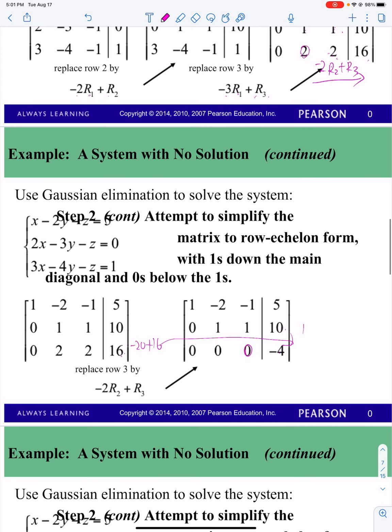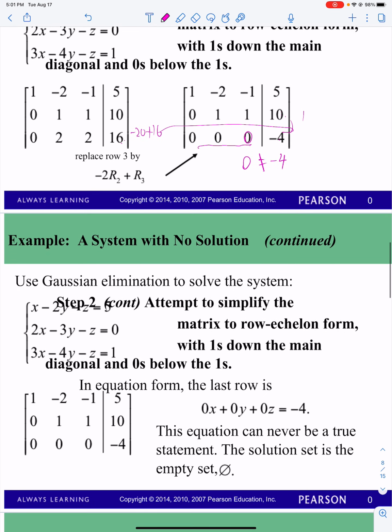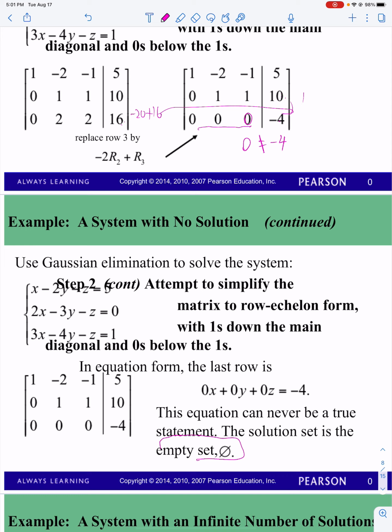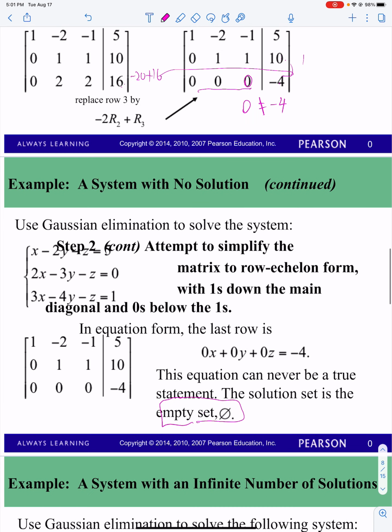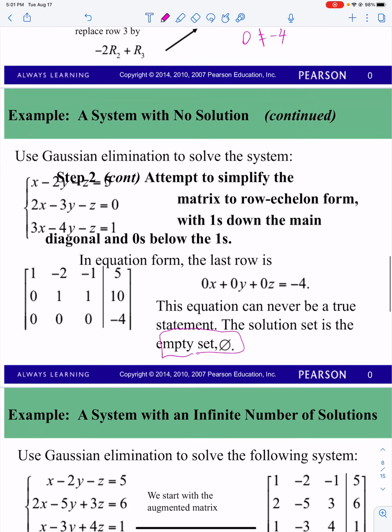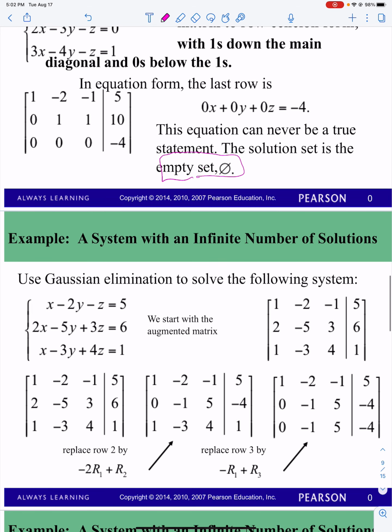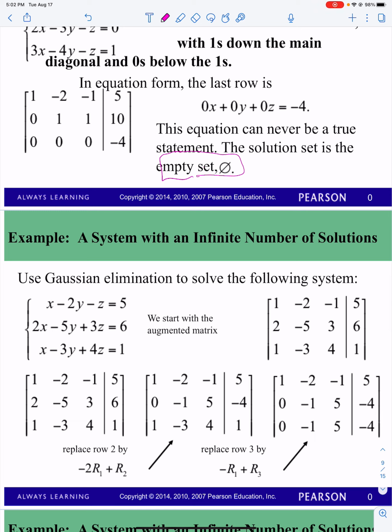So what does this mean here? On the left side you have 0x plus 0y plus 0z, which is 0, and on the right side it equals -4. Could this be possible? No. It will never be possible. 0 will not be equal to -4. So what does this mean? No solution. Because 0x, 0y, 0z is still 0, and 0 will never equal -4. So this is a system with no solution.